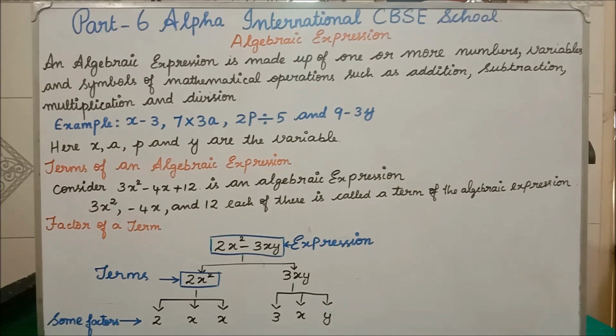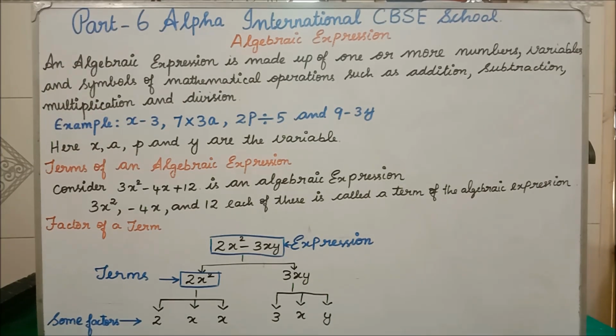If you see what they are saying, algebraic expression is made up of one or more numbers. In the second example, we have one number 7 and another number 3. So, algebraic expression is made up of one or more numbers, variables. Variables means what? Alphabets. A to Z, you can take any alphabet. And symbols of mathematical operations.